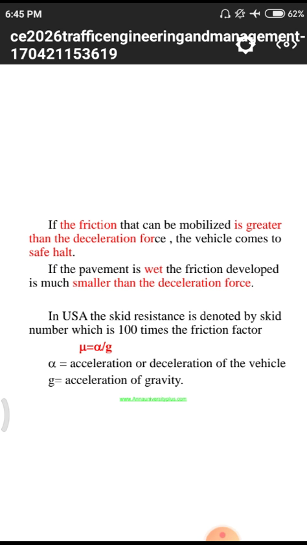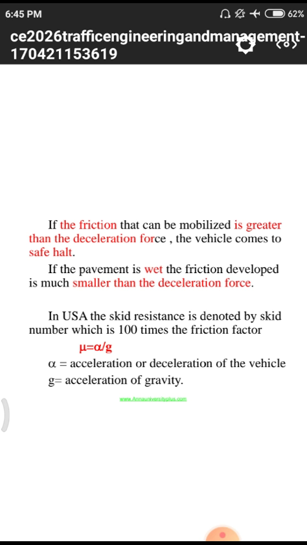If the friction that can be mobilized is greater than the deceleration force, the vehicle comes to a safe halt. If the pavement is wet, the friction developed is much smaller than the deceleration force. In the USA, skid resistance is denoted by skid number, which is 100 times the friction factor, where mu equals alpha by g.